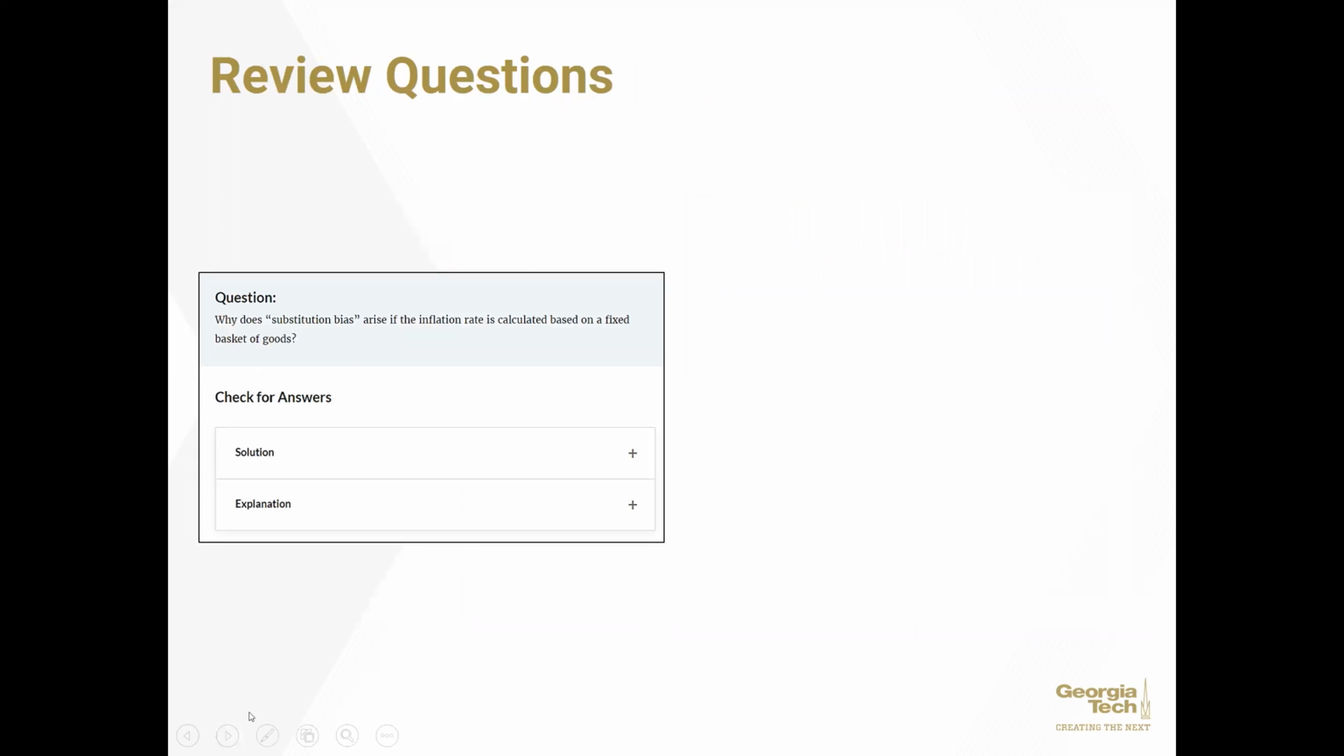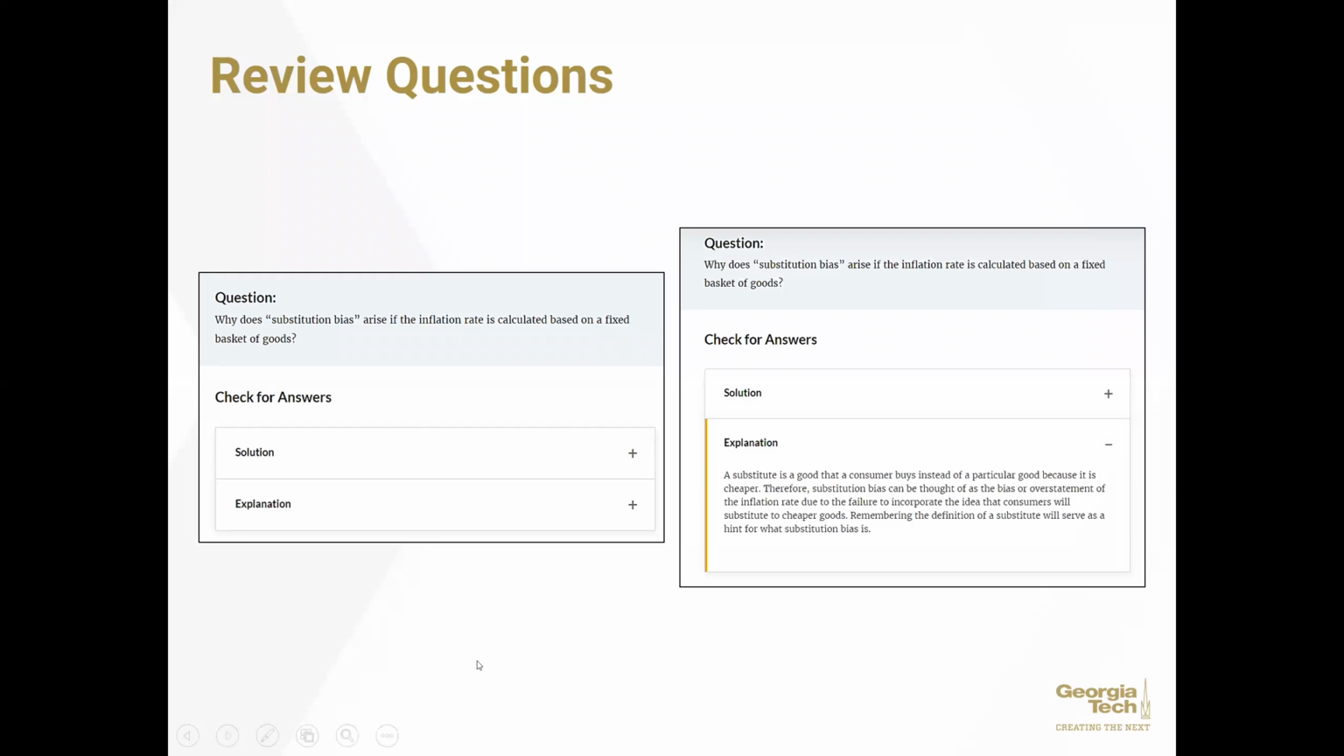So for review questions, students do not respond to the question by writing or entering anything. Instead, they just check for answers. It is a question for them to think about. And then we provide them with a solution and explanation when they check for answers. So here is the screenshot of the explanation. And again, there is a solution if they click on it.